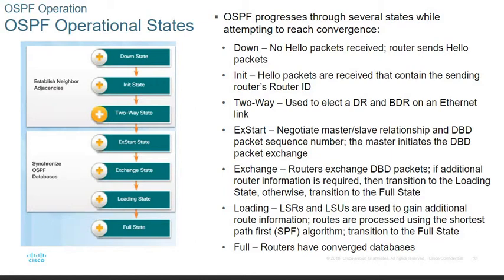Exchange: routers exchange DBD packets. If additional router information is required, then transition to the Loading state. Otherwise, transition to the Full state. Loading: LSRs and LSUs are used to gain additional route information. Routes are processed using the shortest path first, SPF, algorithm. Transition to the Full state. Full: routers have converged databases.